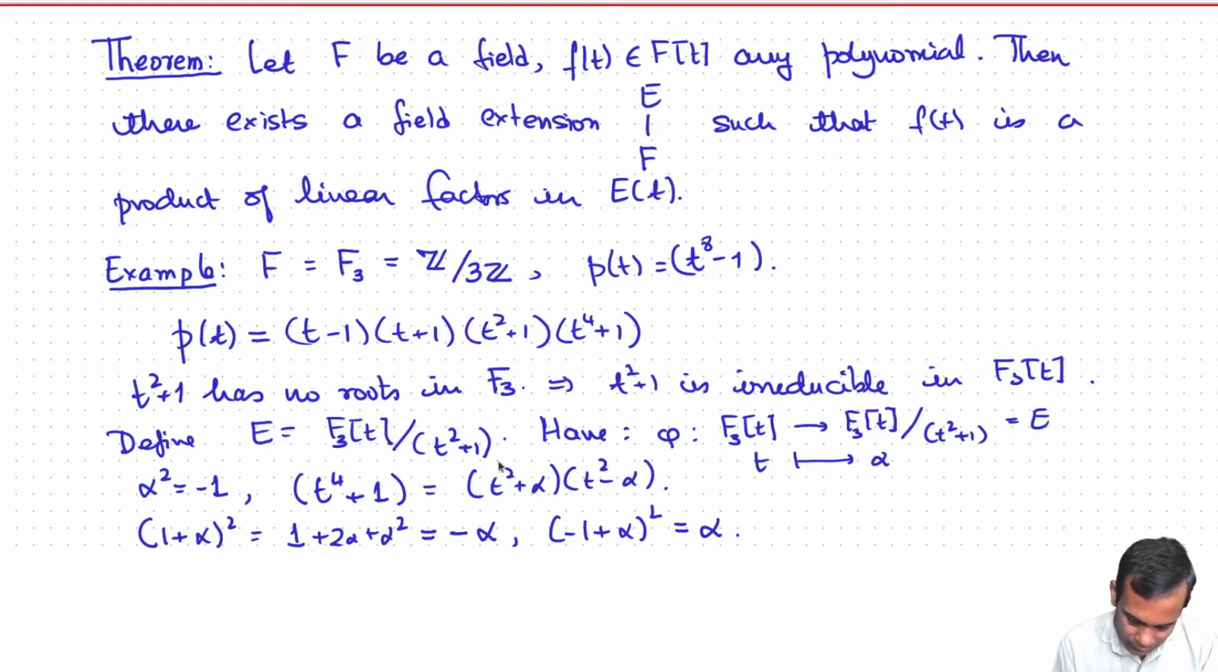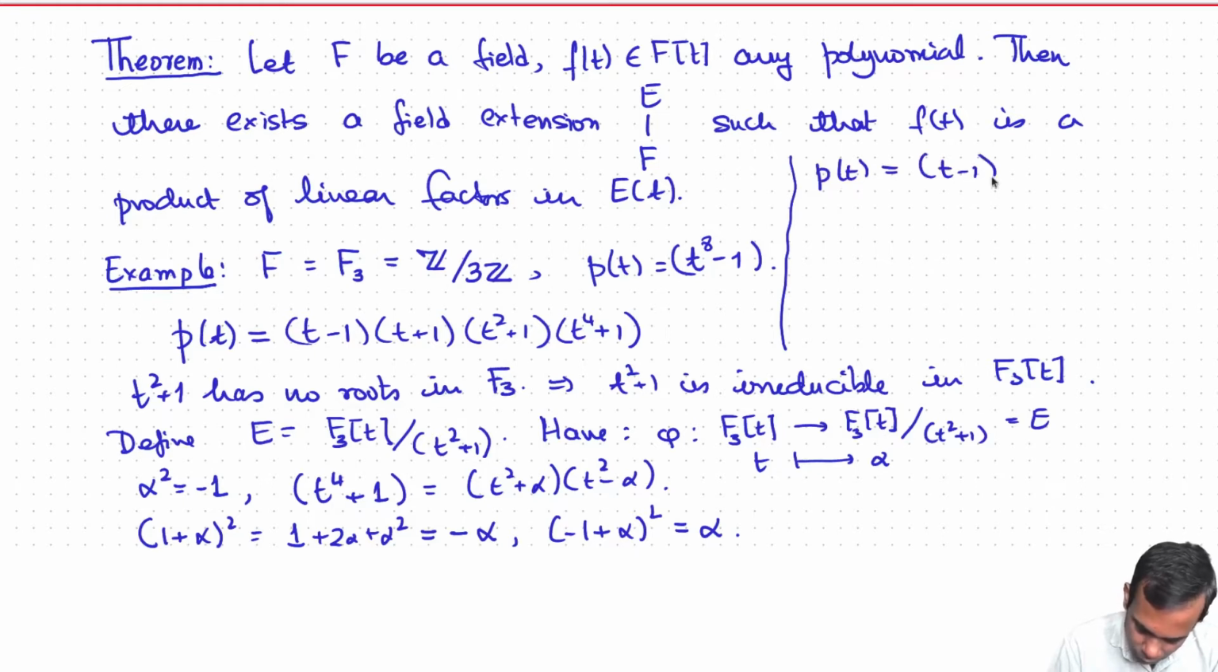So this polynomial further, t squared + alpha and t squared - alpha, further factorize. So what we have is, let me just write it over here, this p(t) becomes (t - 1)(t + 1), and then t squared + 1, we already adjoined its roots, they are +alpha and -alpha, so (t - alpha)(t + alpha), and then we have 4 more factors corresponding to t to the 4 + 1.